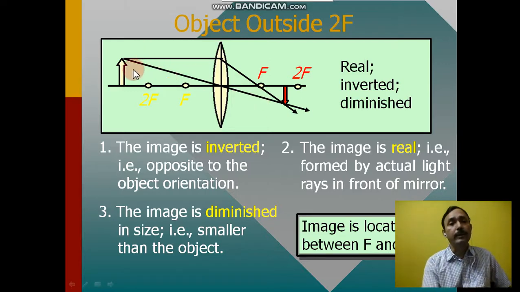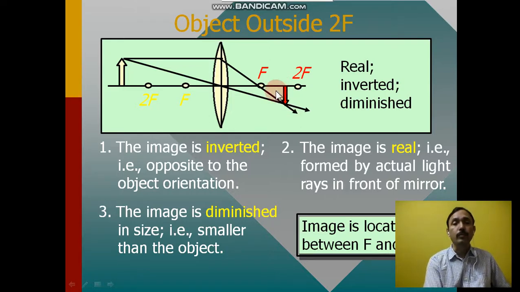Suppose an object is outside 2f. Then from the tip of this arrow, the light is passing parallel. After refraction, the light will pass to the focus. And the light that is passing through the optical center, they are meeting here at this point. The image is produced in between f and 2f. So this image is inverted. This one is real and the size is small, so diminished.